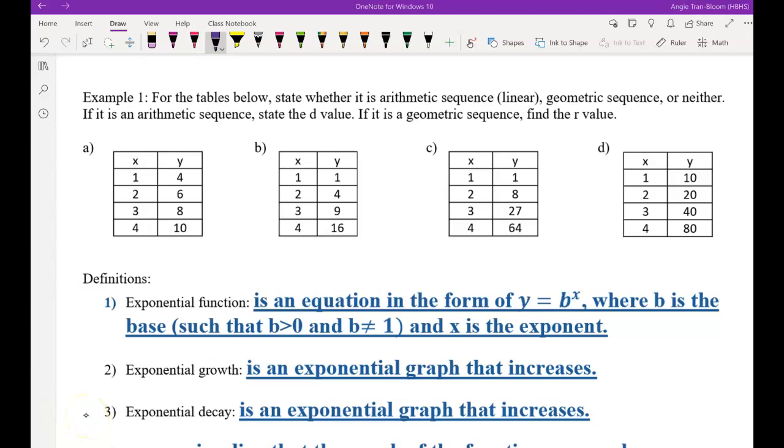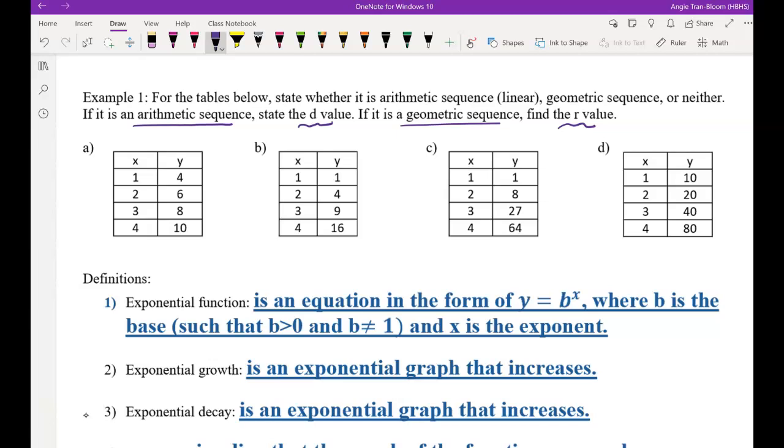Example 1, guys, says, for the tables below, state whether it is an arithmetic sequence, which is linear, or a geometric sequence, or neither. If it is an arithmetic sequence, I would like for you to find the d value. If it's geometric, then find the ratio. So that's what I would like for you to do for A, B, C, D. And then make sure you check with the key or check with your friends.